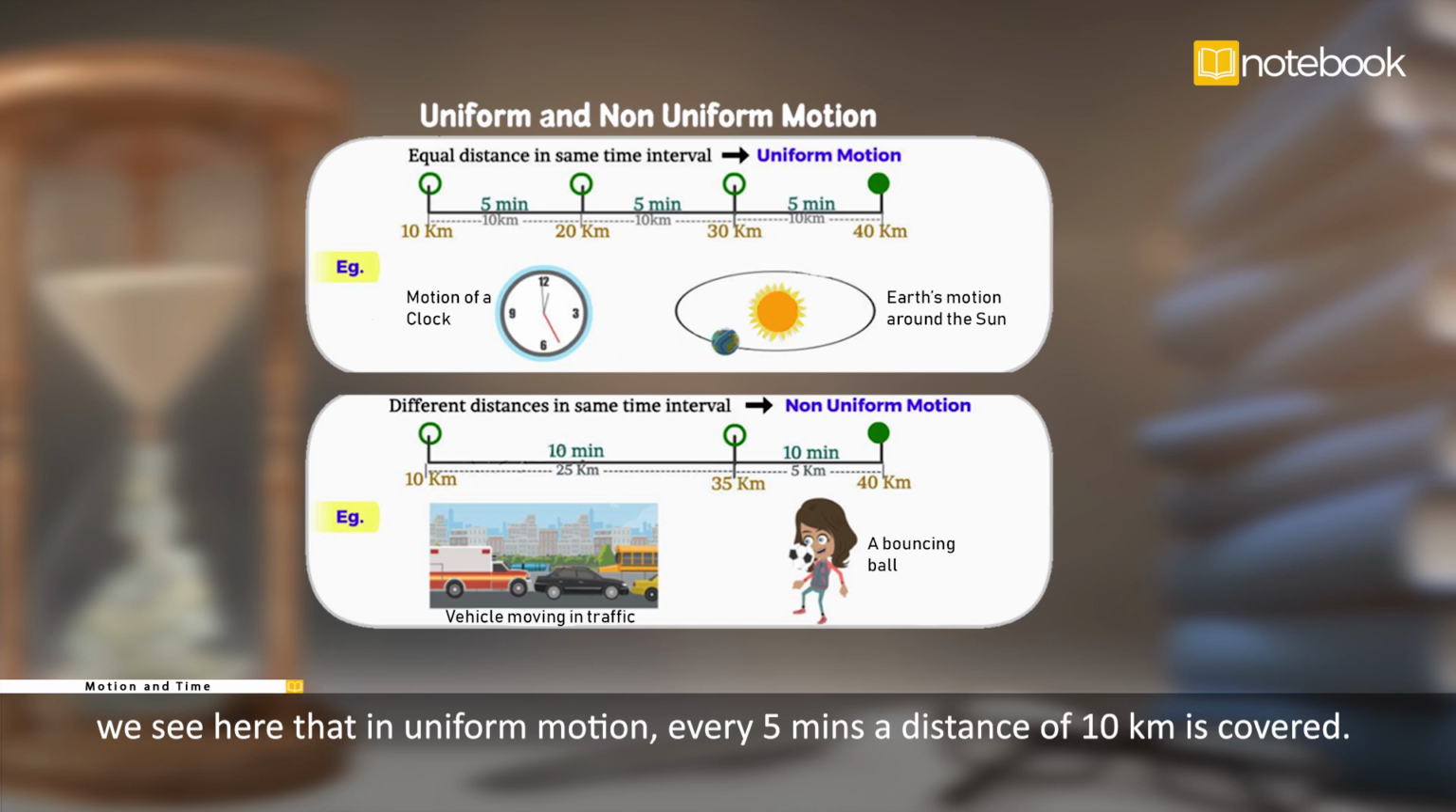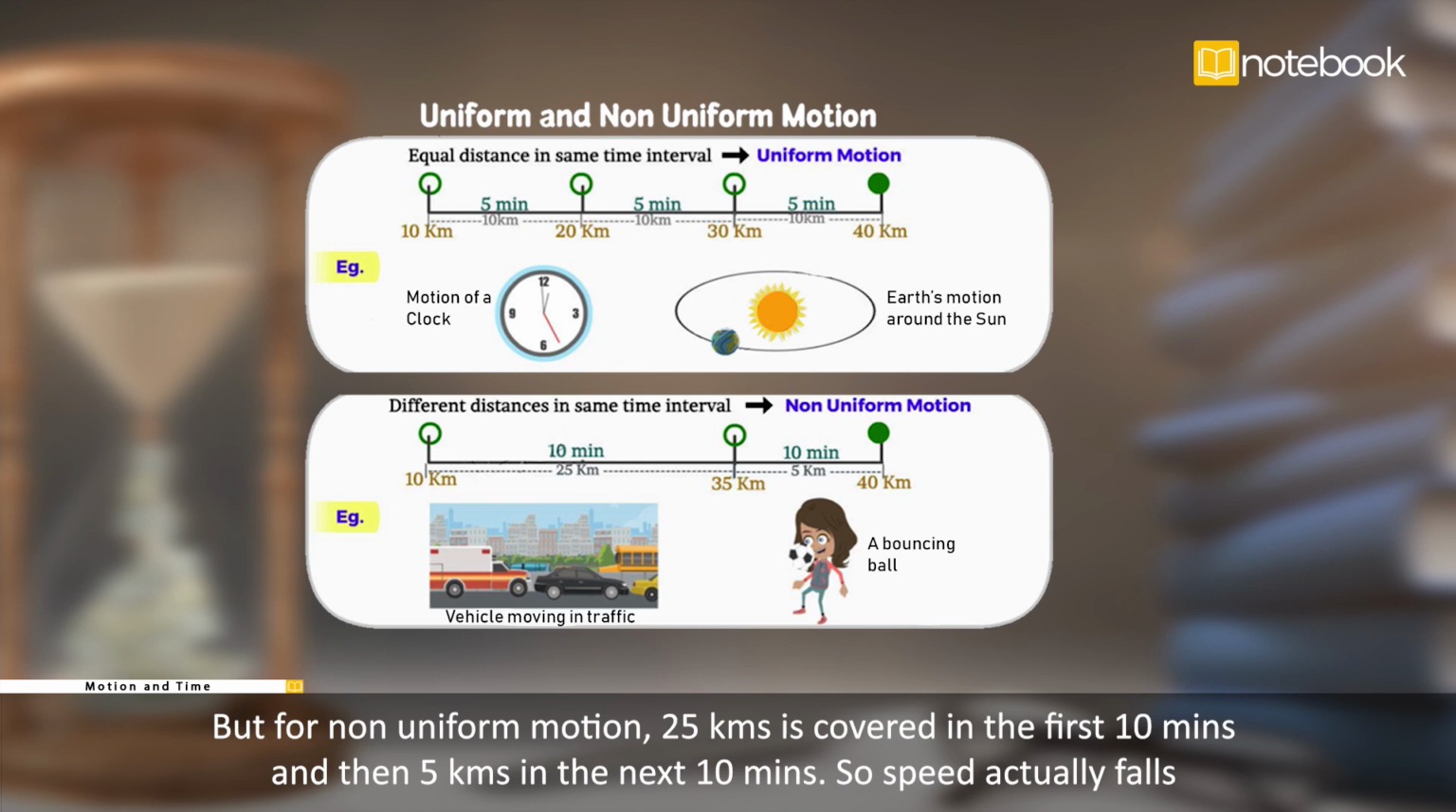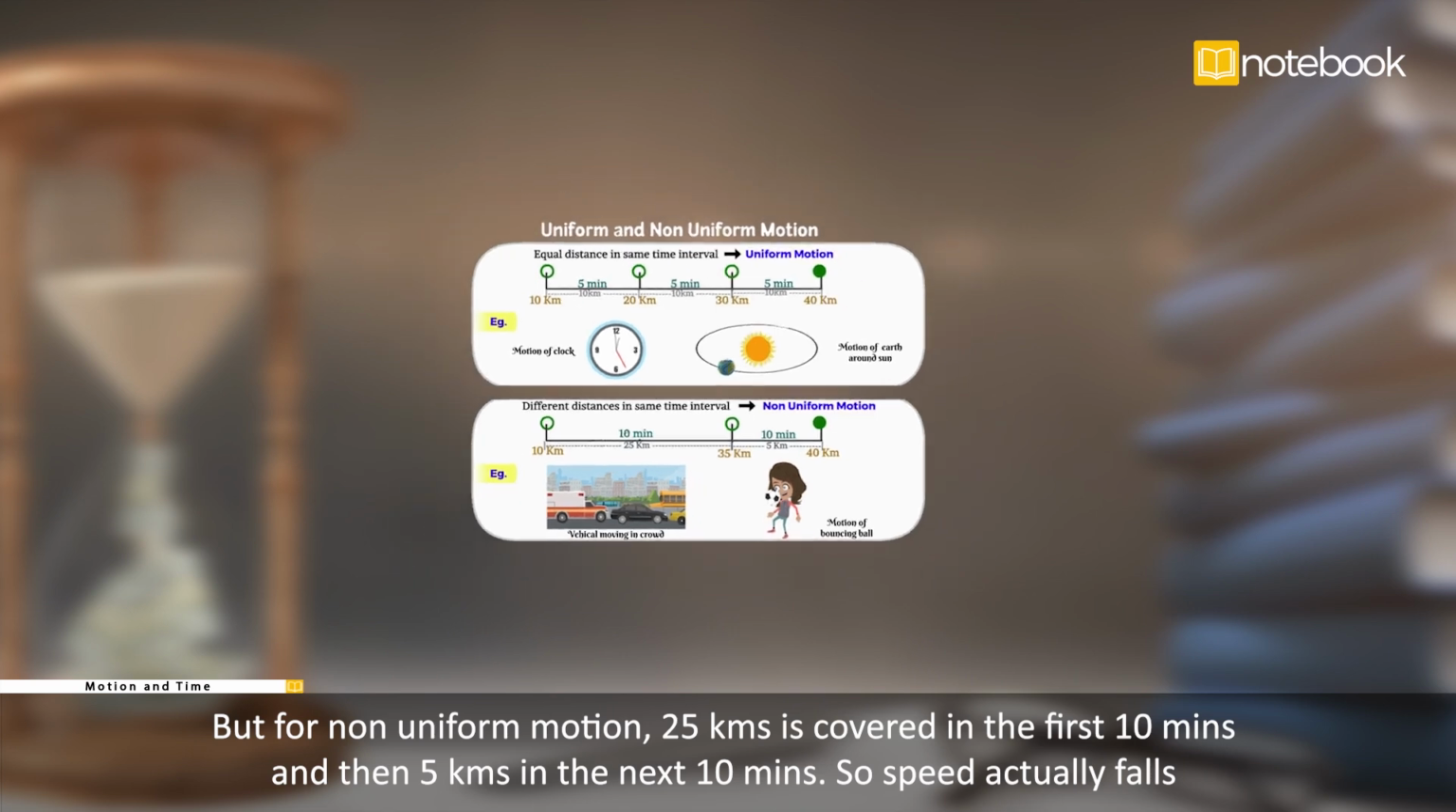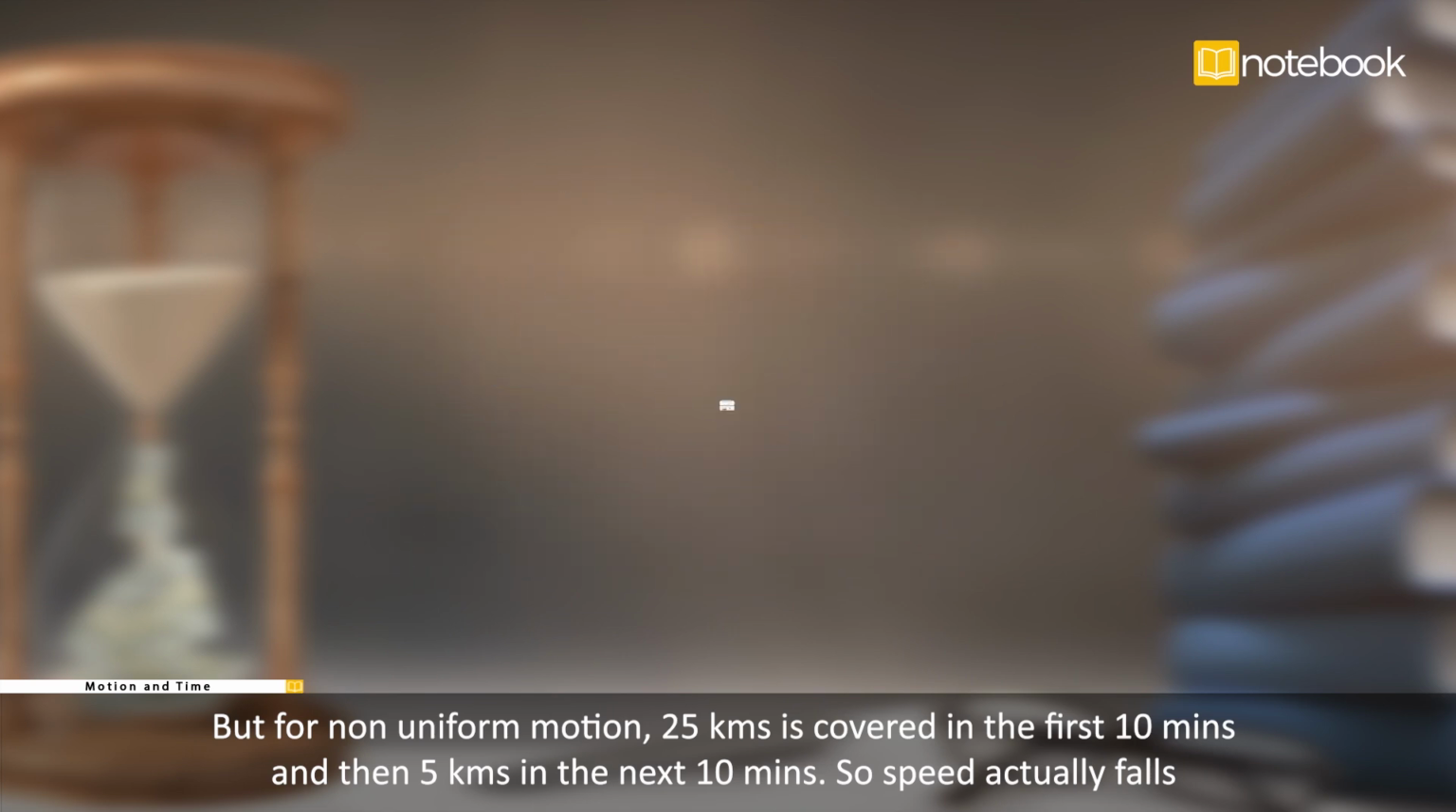We see here that in uniform motion, every 5 minutes a distance of 10 km is covered. But for non-uniform motion, 25 km is covered in the first 10 minutes and then 5 km in the next 10 minutes. So speed actually falls.